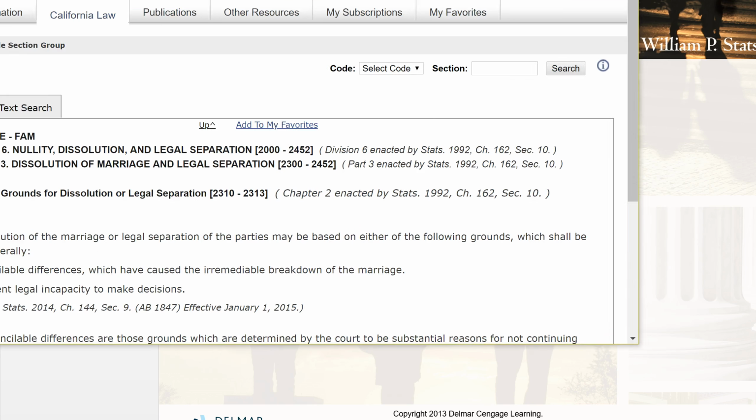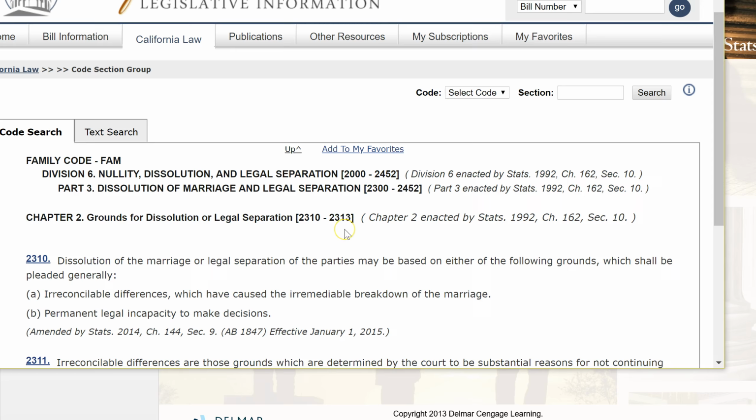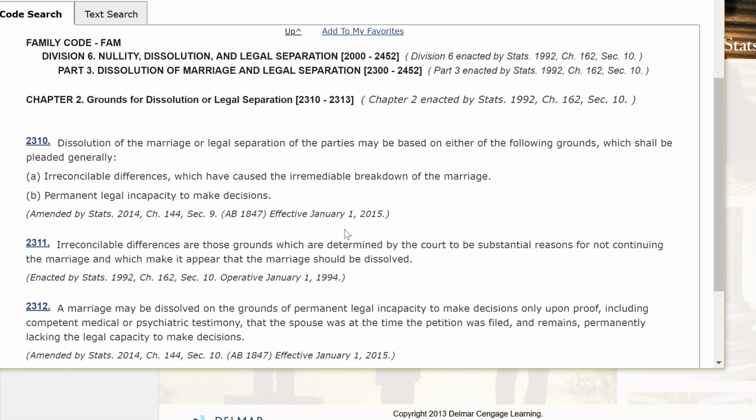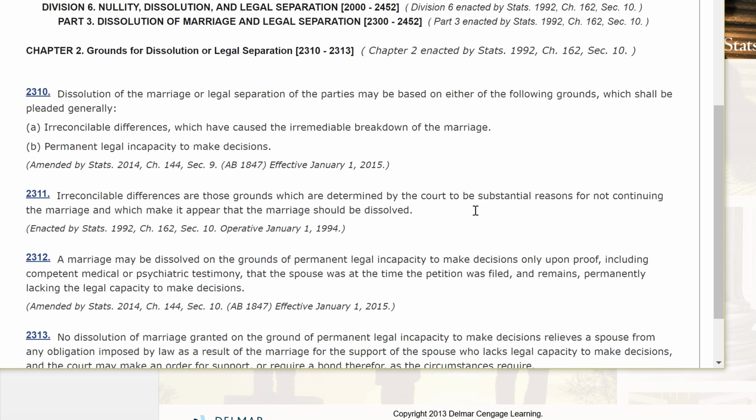Okay. So, grounds for dissolution or legal separation in California. Dissolution of the marriage or legal separation of the parties may be based on either of the following grounds, which shall be pleaded generally. A, irreconcilable differences, which have caused the irremediable breakdown of the marriage, meaning it cannot be reconciled or fixed, or B, permanent legal incapacity to make decisions.